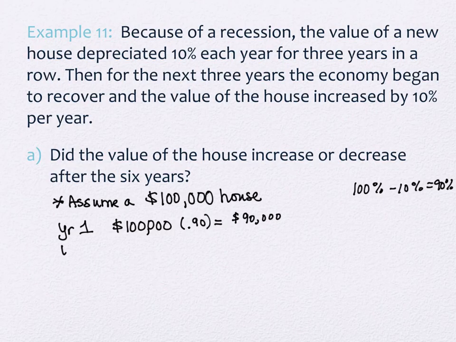Good. Year two. Well, the same thing happens again, but I don't start with a $100,000 house now. The house is no longer worth $100,000. It's now worth $90,000. But it loses another 10%, right? Which means it retains 90% again. And you can use 0.9 instead of 0.90 if you'd like. So what is 90% or 0.90 or 0.9 either of 90,000?